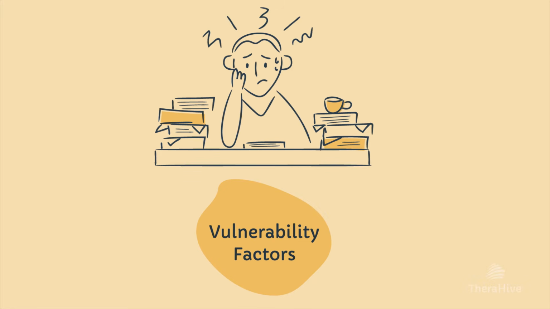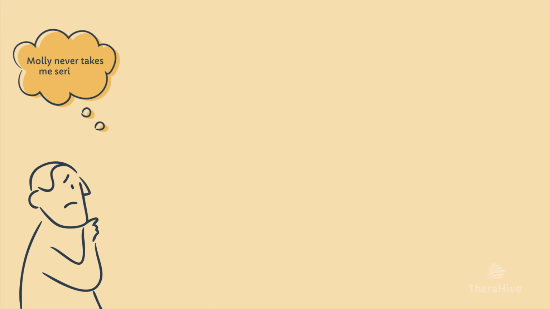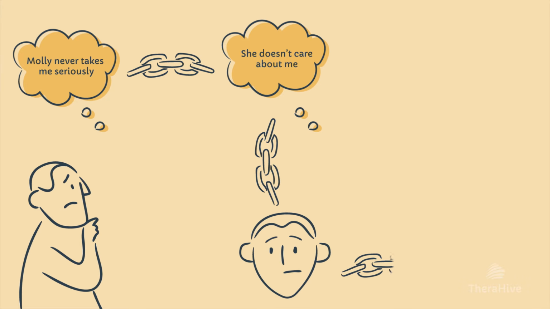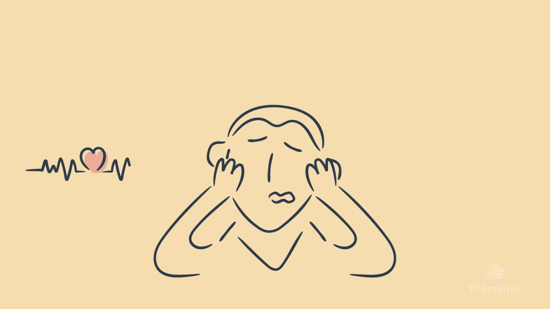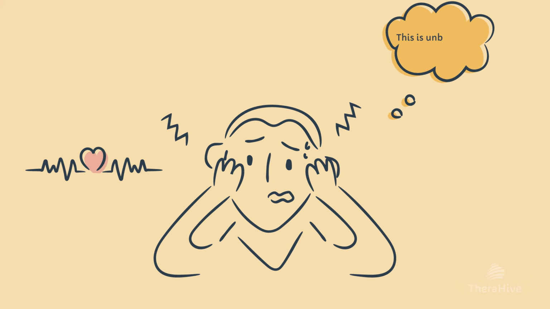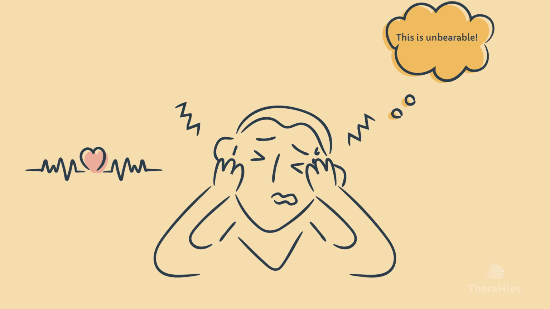Now, if we slow things down, Alex points out a series of links between Molly telling him to stop freaking out and then calling her a bleep hole. First, he noticed the thoughts, "Molly never takes me seriously," and "she doesn't care about me," which were accompanied by feelings of sadness and anger. Alex observed his heart racing and physical discomfort. He noticed the thought, "This is unbearable," and wanting to get rid of that discomfort as quickly as possible.